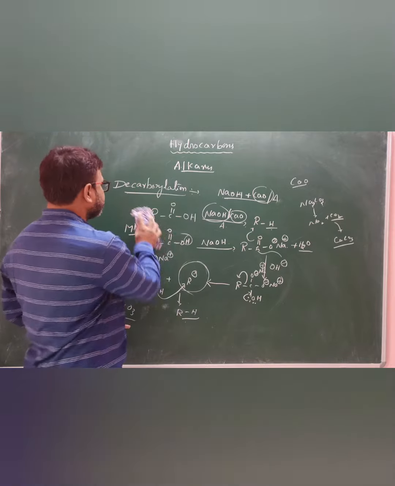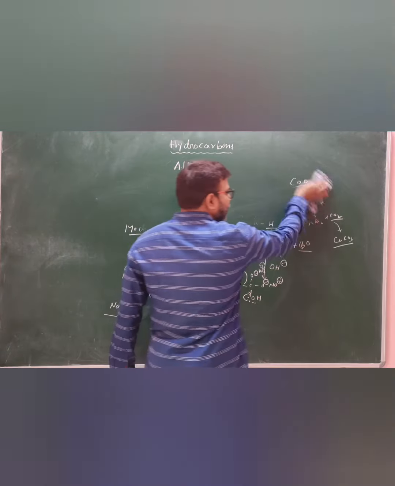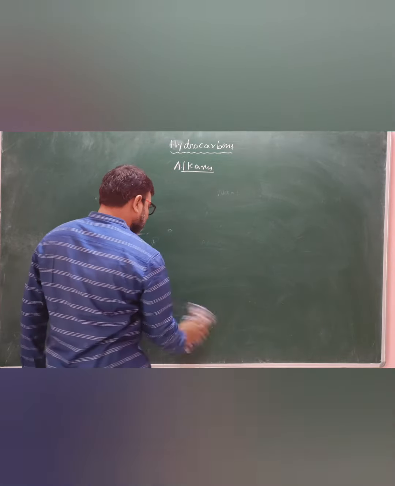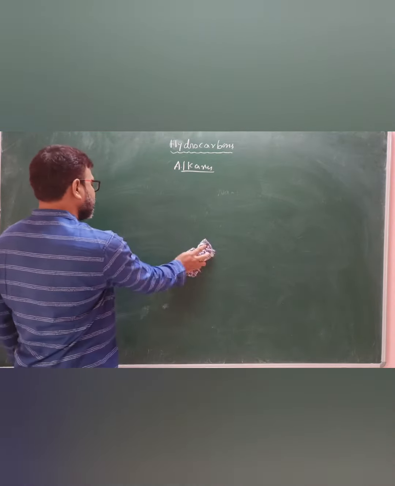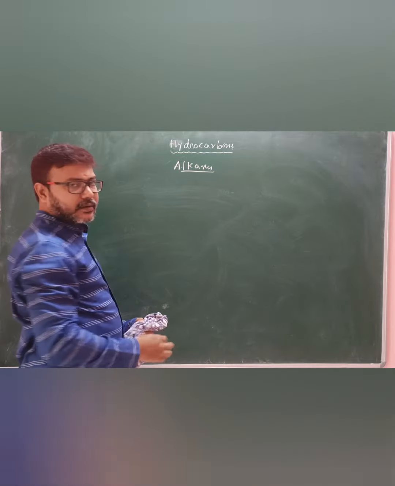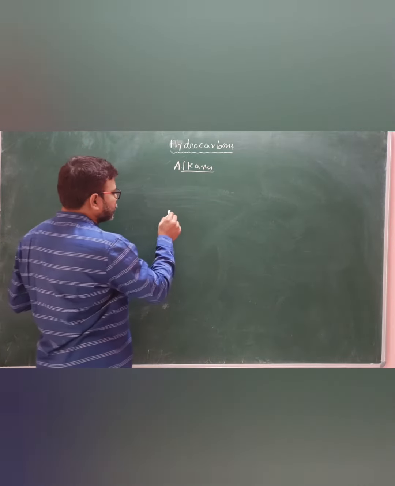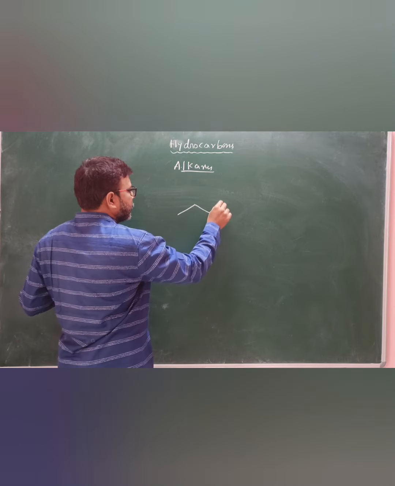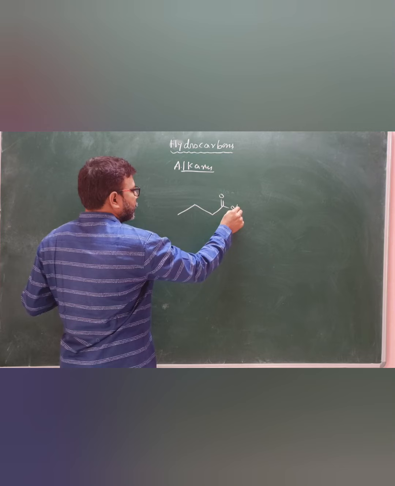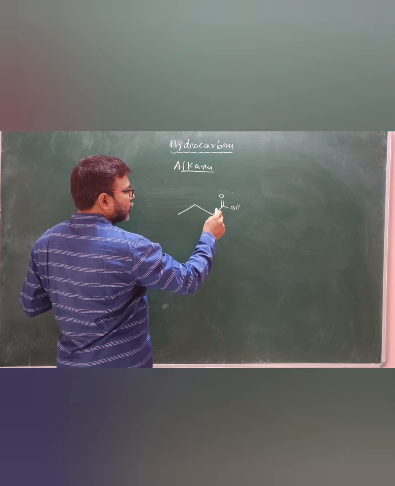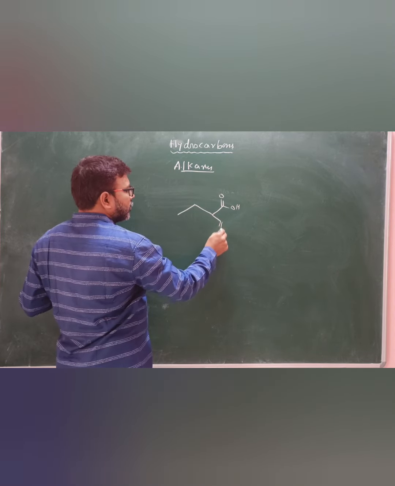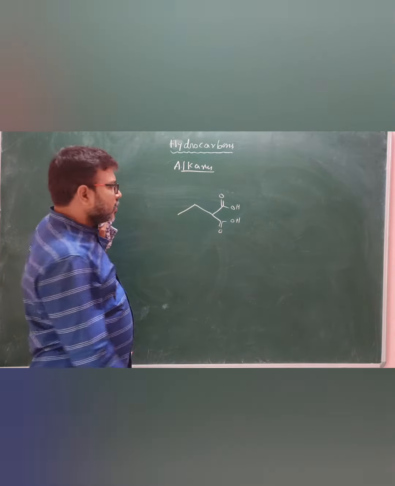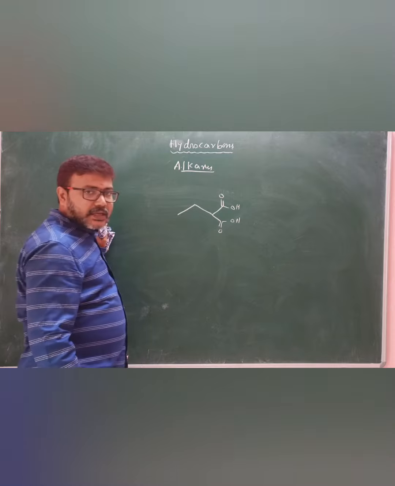So first one, 1,1 dicarboxylic acids easily undergo decarboxylation. For example, you see this one. Okay, so here it has two COOH groups. So it is a 1,1 dicarboxylic acid.